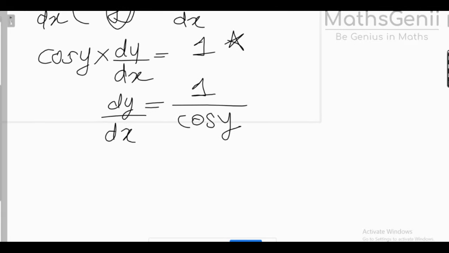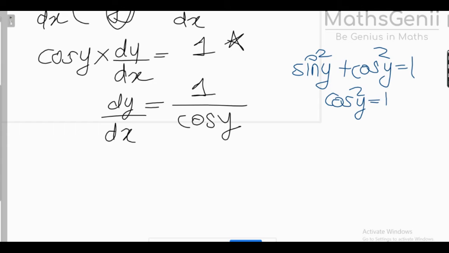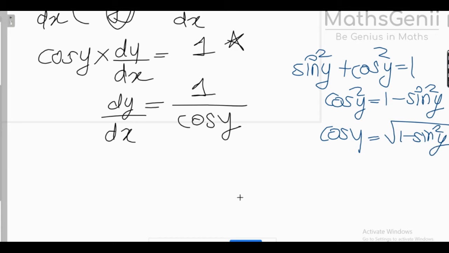Now one very simple rule I know is sine square x plus cos square x is equal to 1. Instead of x I'm writing y, it doesn't matter. Ninth standard trigonometry. So cos square y is equal to 1 minus sine square y. What is cos y? This square goes that side, becomes square root.